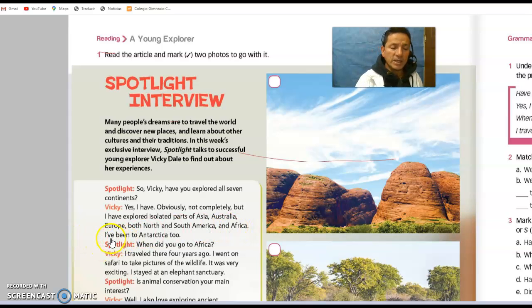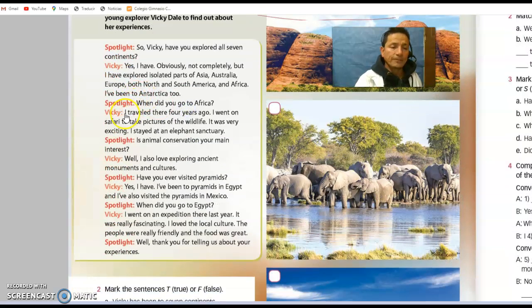I've been to Antarctica too. Spotlight: When did you go to Africa, Vicky? I traveled there four years ago. I went on safari to take pictures of the wildlife. It was very exciting. I stayed at an elephant sanctuary.